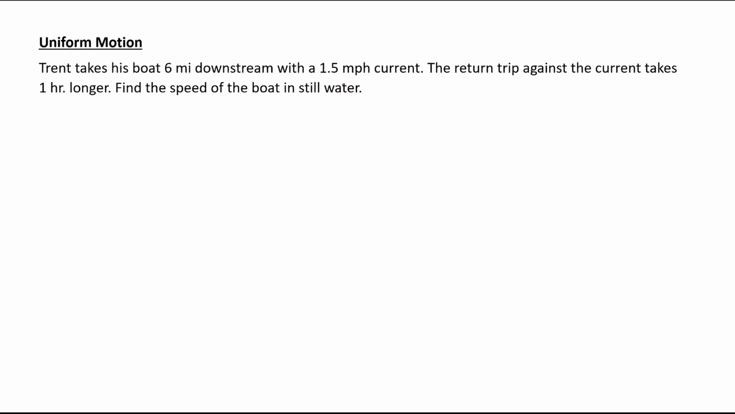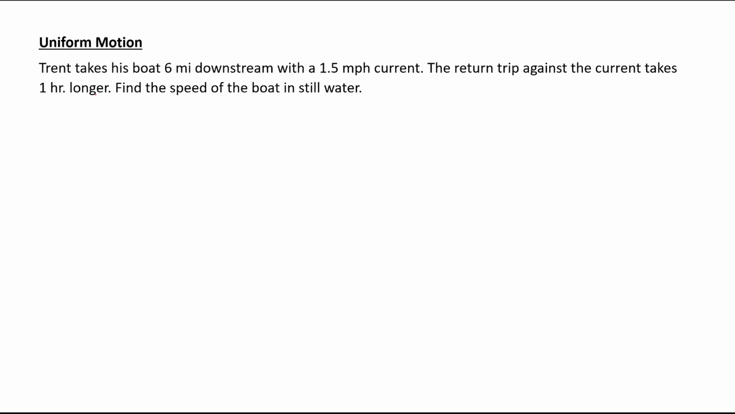So let's go ahead and do this boat problem again, just to make sure you understood what I was talking about. Trent takes his boat 6 miles downstream with a 1.5 mile an hour current. The return trip against the current takes 1 hour longer. Find the speed of the boat in still water. Remember that when you are driving a boat in a current, if you're going against the current, your boat slows down. If you're going with the current, your boat speeds up.